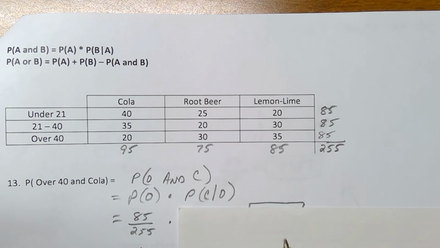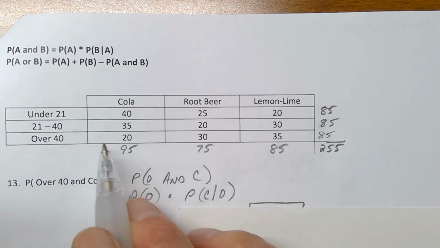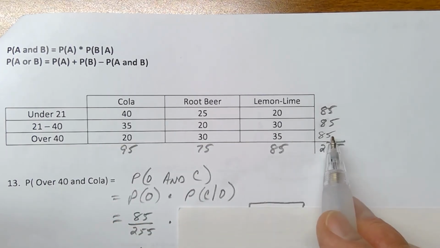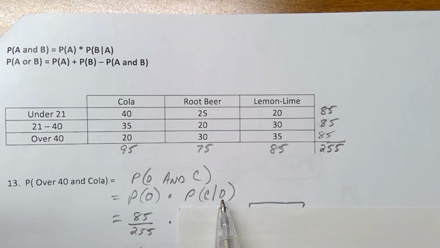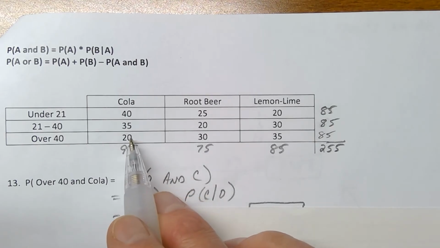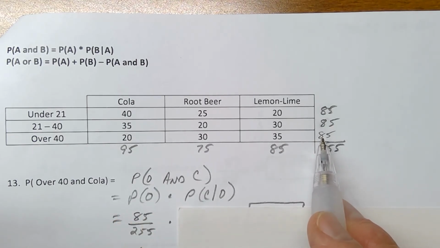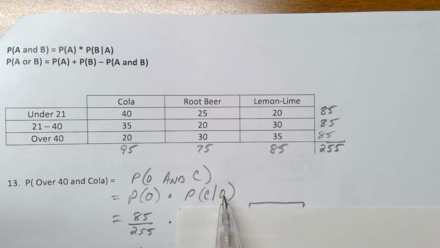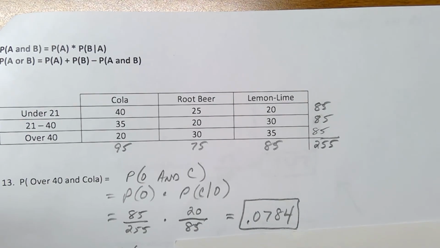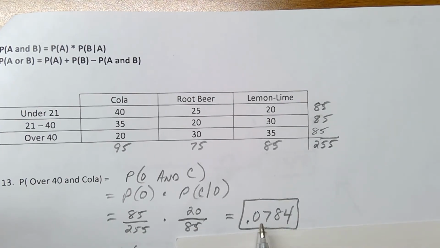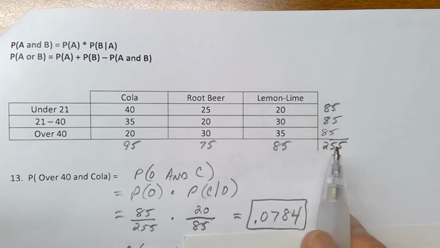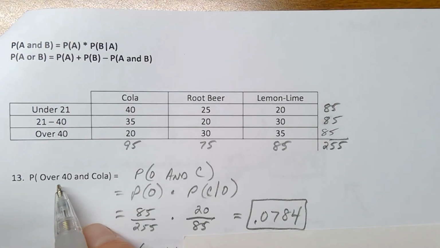Okay, times. Now, this changes here. I'm only looking at the older people, only these 85 old people, 20 and 30 and 35. So given that I'm only looking at the over 40 crowd, how many of those like cola? All right, 20 of these liked cola. 20 out of 85. Okay, for a grand total of 0.07, rounds up to 0.08. That's about an 8% chance. Out of 255 names in a hat, there's about an 8% chance you'll pull a person who is over 40 and likes cola.